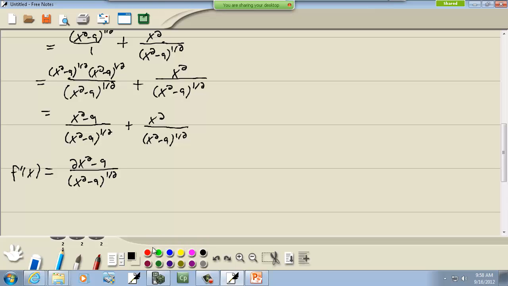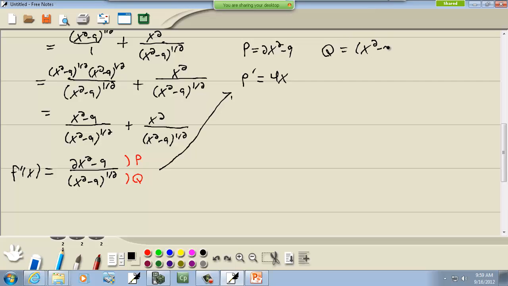Well, now we need to find our second derivative. And this is a quotient rule. So this will be p, and this will be q. And I'm going to do those steps up here. So p is equal to 2x squared minus 9. P prime will be 4x. And actually I didn't need to do them up there, but, oh well. Q is equal to x squared minus 9 to the 1/2.